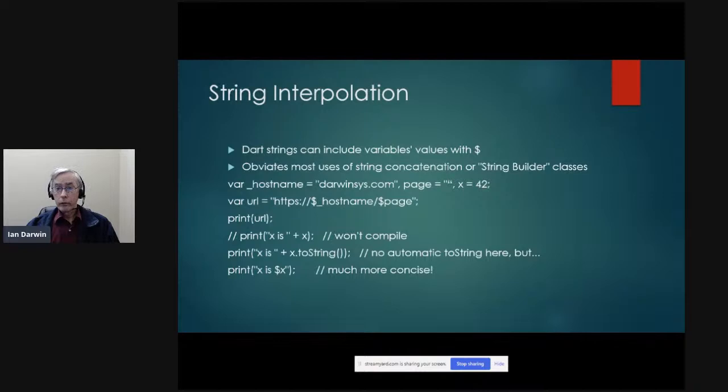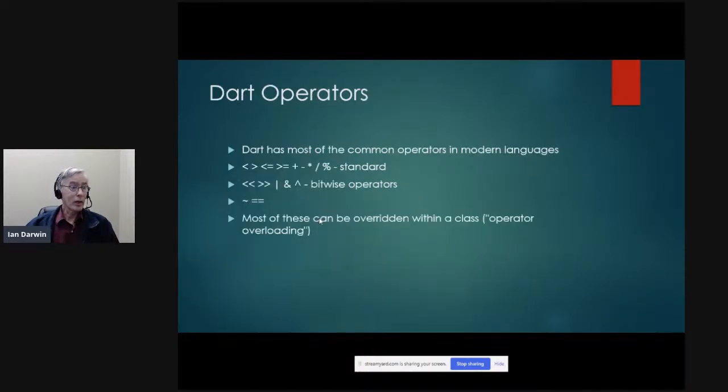So x is an int with a value of 42. If we say print "x is" plus x, the Java way of doing things, that won't compile, because unlike Java, there's no implicit toString. So x.toString here will work, but it's much easier just to use the Dart way of doing things, which is to say "x is $x". It's less typing, it's less error prone, and so just use it. That's all I can say.